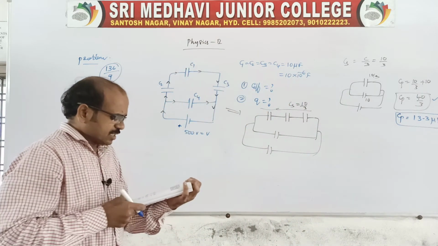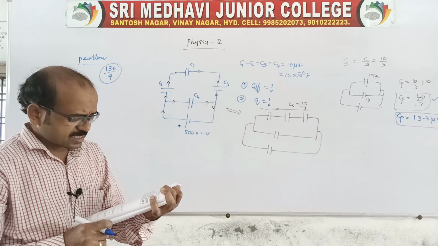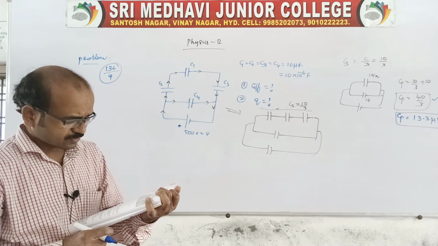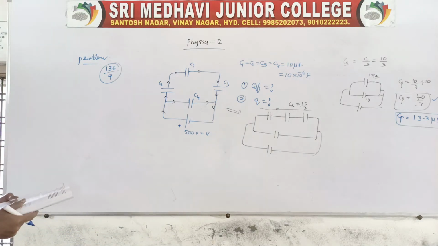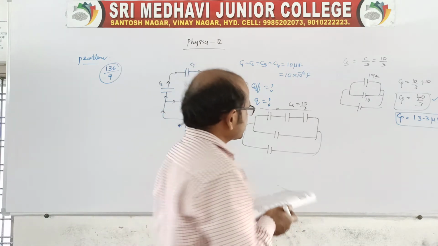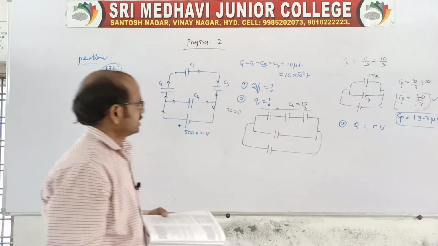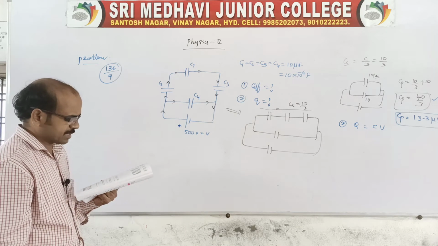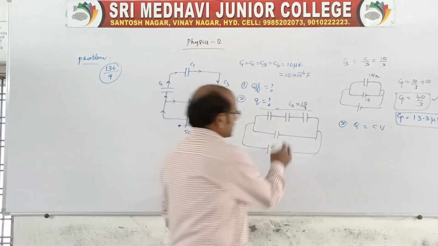Now what is he asking? About the charge, no? So the charge is asked, but this combination is connected to what? There is a series combination, no? So you take Q is equal to C into V. In case of a series combination, the effective capacitance will be 10 by 3, right? It will be 10 by 3 for the series case.